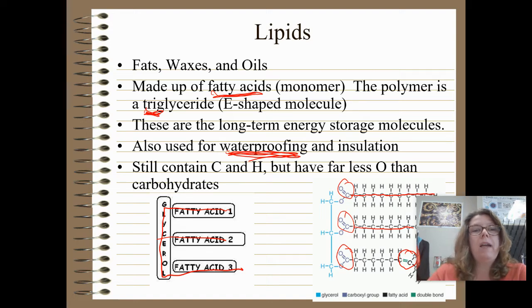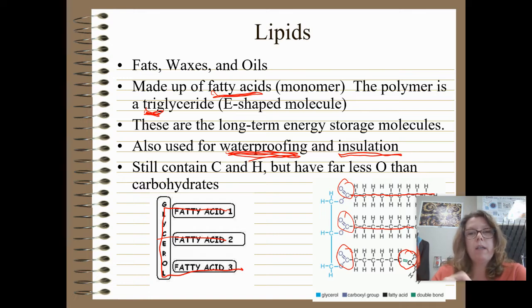Lipids also provide insulation. Organisms like big blue whales that dive to really deep, cold parts of the ocean have a lot of blubber, and that blubber insulates their body core to keep them from freezing to death. So their fats are also good insulators. Notice the fats are also made of carbon, hydrogen, and oxygen. Just like the carbohydrates, they're made of the same things.